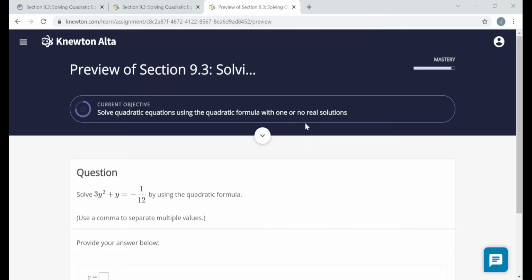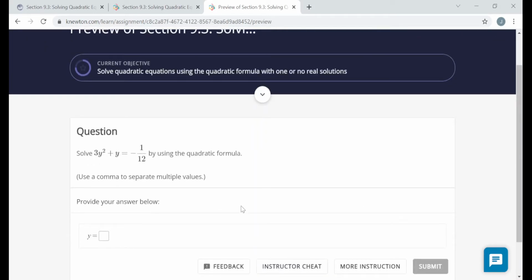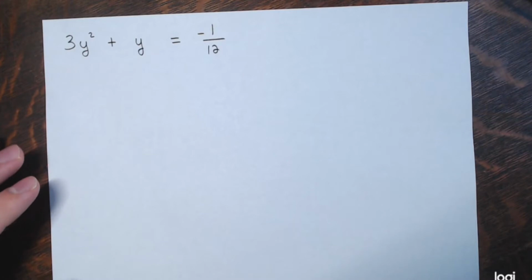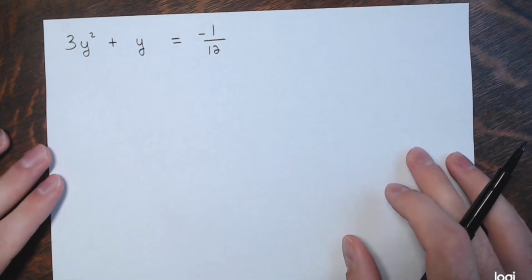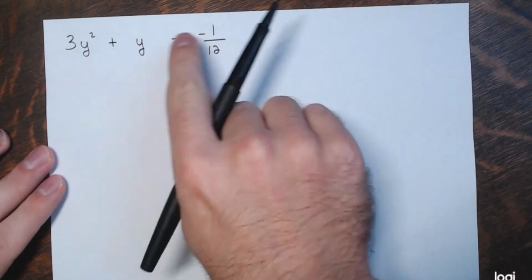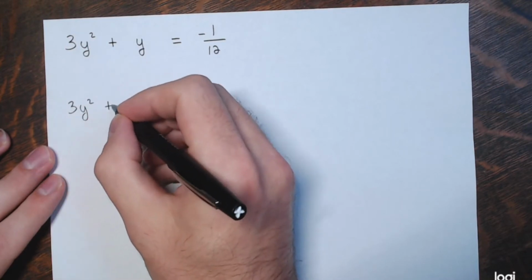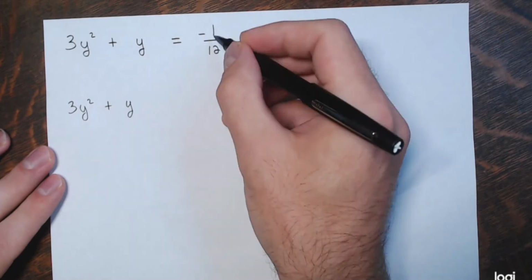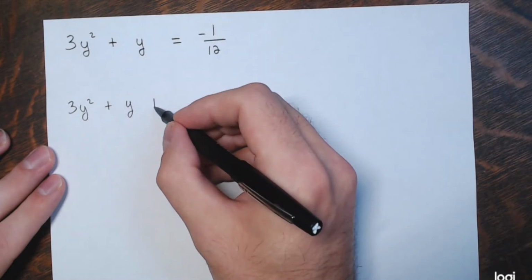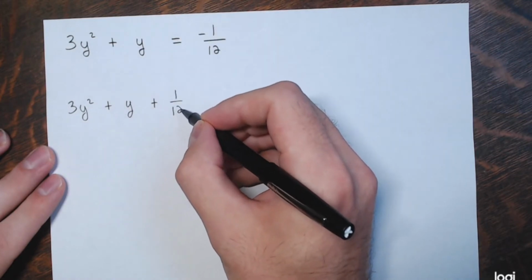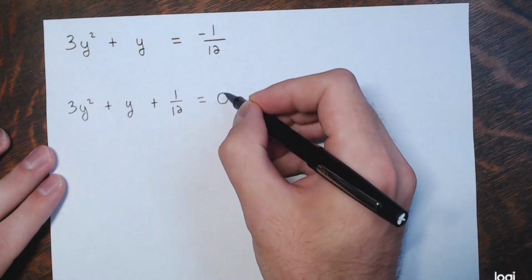All right, so once again, another quadratic equation, which is going to have one real solution or no real solutions, right? So I either have a 0 discriminant or a negative discriminant. If I'm going to be using the quadratic formula, I've got to get it in standard form first. So I get 3y squared plus y plus 1/12 equals 0. Now it's in standard form.